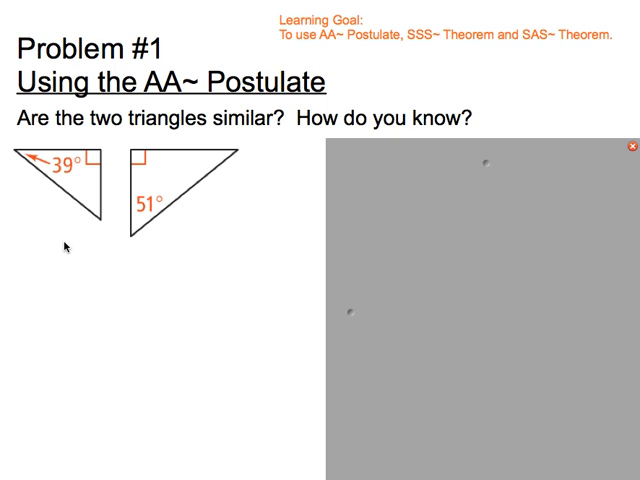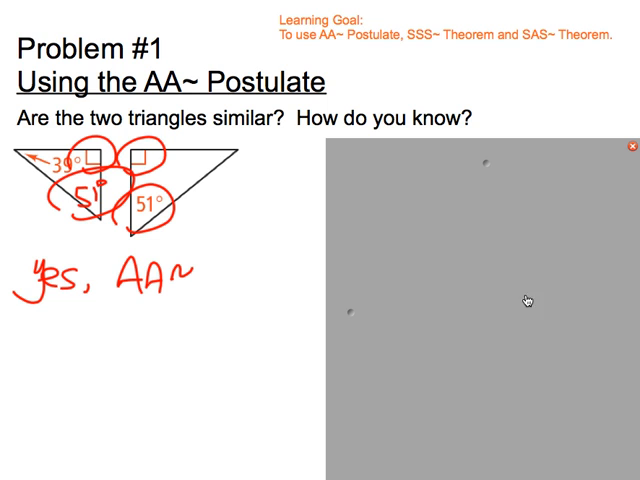So here we have 180, subtract 90. That leaves us with 90, subtract 39. It takes 1 to get to 40, and 50 to get to 90. So here, by finding the third angle, we can see that we have two 51s, and we do in fact have two 90s. So are these two triangles similar? The answer is yes, and they're similar by the angle-angle similarity postulate.